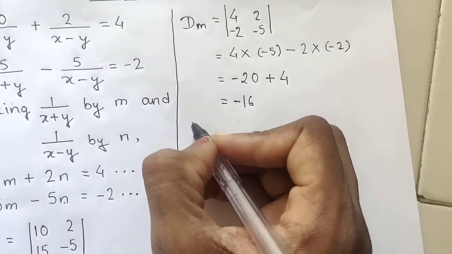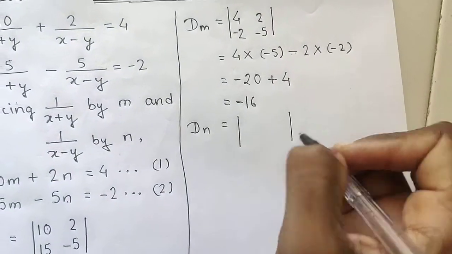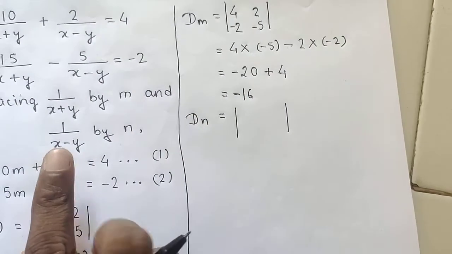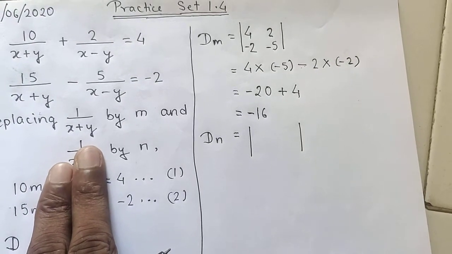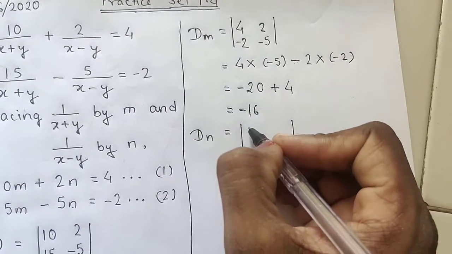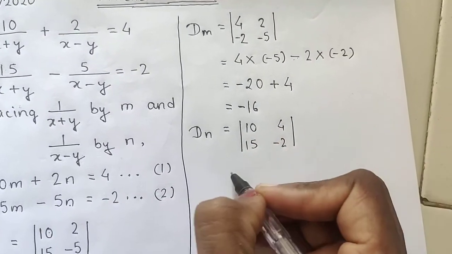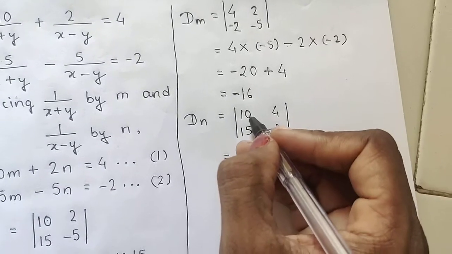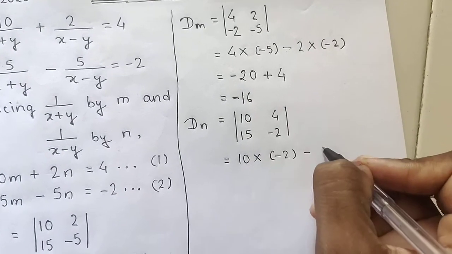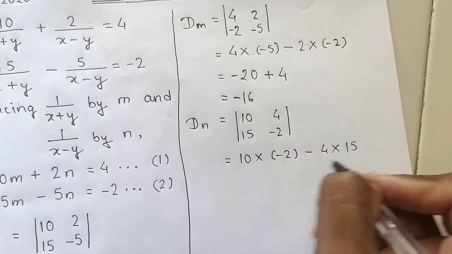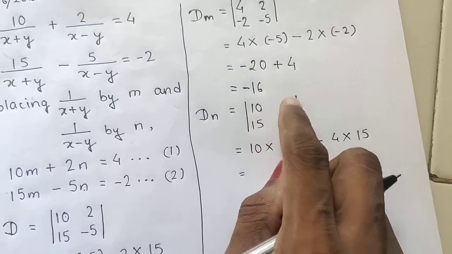Okay, then our next determinant is what? dn. Now how to find out dn? For dn, we are not going to write coefficient of n, so what is remaining? 10 15 4 minus 2. Now let us do cross multiplication. So first 10 into minus 2, then minus sign, 4 into 15. Okay, first do this cross and then minus and then this cross.